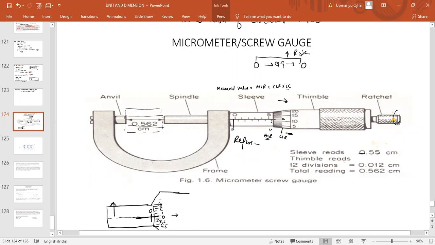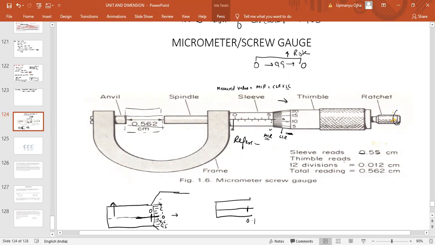When it will rotate, it will move on the right hand side also. Yes, it will move on the right hand side. So after one complete rotation, how much has it displaced on the main scale? That is the pitch of the instrument. After completely rotating one time, what will you observe? You will find the reading of the main scale at 0.1.